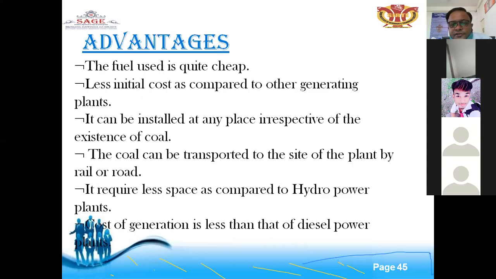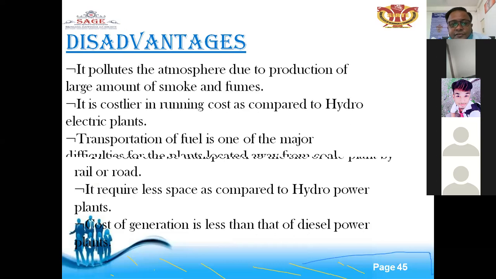Advantages: the fuel used is quite cheap, and there is less initial cost. It can be installed at any place. The coal can be transported. It requires less space. The cost of generation is less than that of diesel power plants.